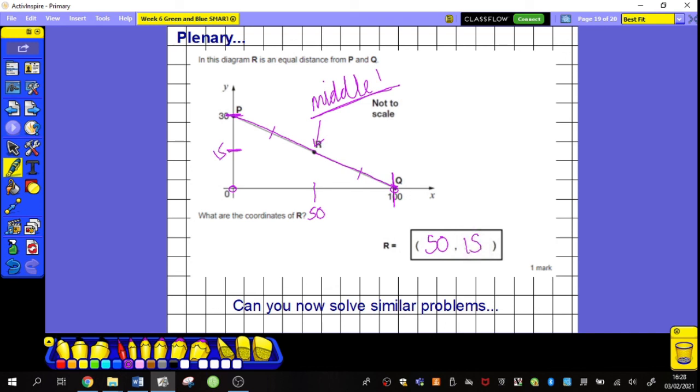So where it says things are an equal distance from each other, the key to this is they are in the middle. I'm finding the coordinates that are in the middle. So can you now do your task, solving similar problems where you're finding the coordinates along a line?